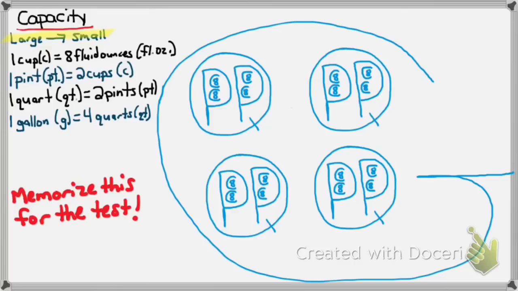And inside each quart, you see 2 P's. That tells you there are 2 pints in a quart. And inside each P, you see 2 C's, which tells you there are 2 cups in a pint. And inside each C, you see an 8, so that tells you there are 8 fluid ounces in a cup. So Gallon Guy is great to help figure out all of our conversions.